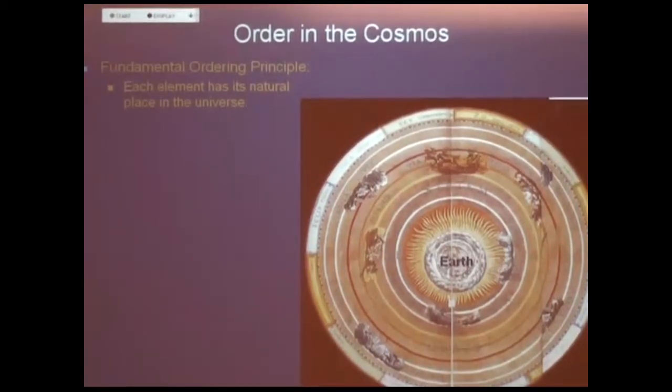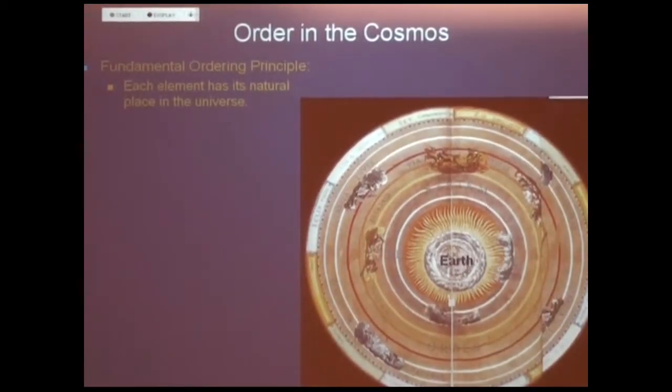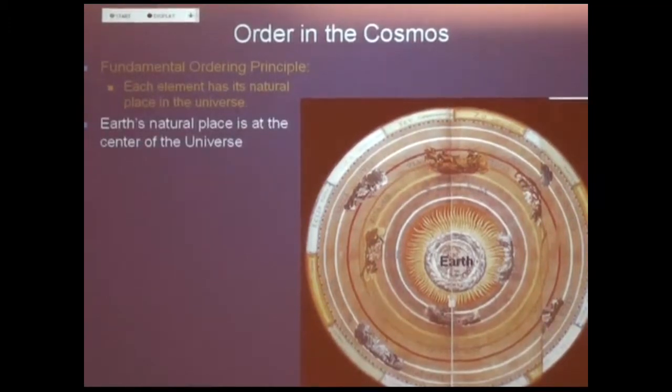a natural place in the universe. Okay? It has a natural place in the universe. And what is that natural place? Well, the element earth's natural place is at the center of the universe. Okay? And so earth is over here. And the natural place of water is the surface of the earth. You see, that's why the water kind of spreads out, because it wants to go to its natural place.